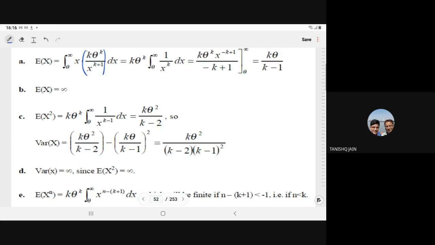So k θ^k you can take outside this integration. Now the integral from theta to infinity of 1 upon x^k with respect to x will give you x^(-k+1) upon (-k+1). And when we put the limit, we have k θ^k x^(-k+1) upon (-k+1) with limit theta to infinity. On putting the limit, it will be kθ upon (k-1). So this is the first part.